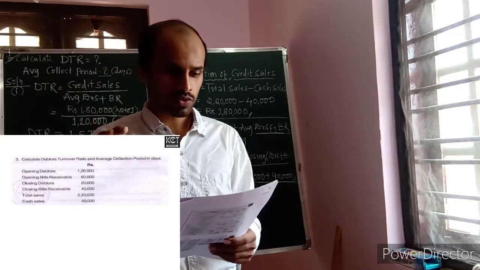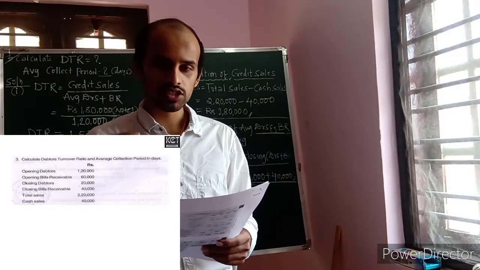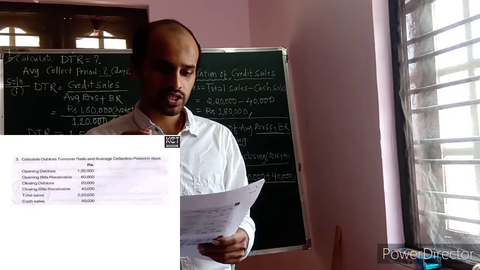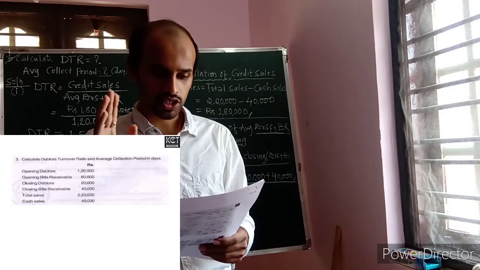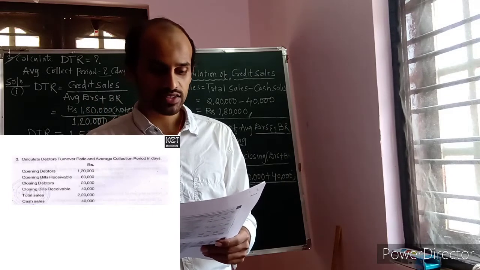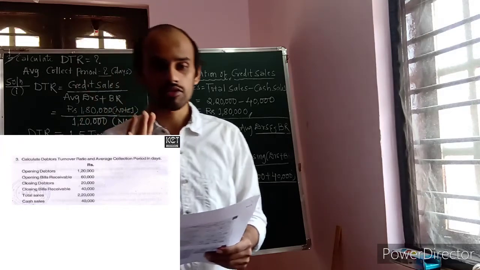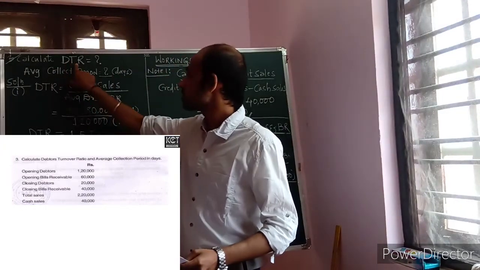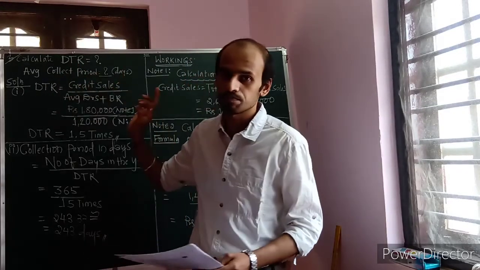They have given you opening debtors of rupees 1,20,000, opening bills receivable of 60,000, closing debtors of 20,000 rupees, then closing bills receivables of 40,000, total sales of 2,20,000 and cash sales of rupees 40,000. By using this information, we need to calculate first the debtors turnover ratio and second the average collection period in terms of days.